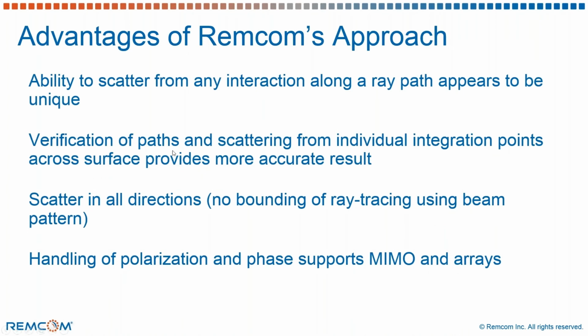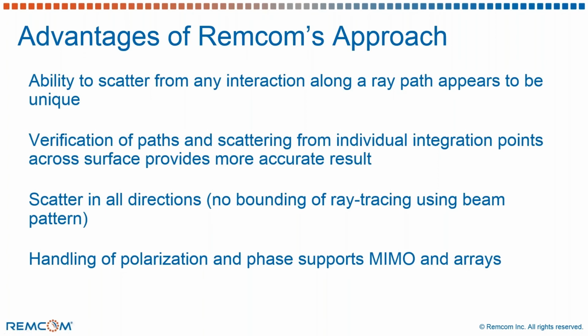This improves our accuracy. We also can scatter in all directions. There are some optimizations that some might want to apply that would restrict where the scattering can occur, and we have not applied these. We can scatter in any direction and then apply the scattering beams to all of those directions, again, to try to ensure that we include the most accuracy in our simulations. And finally, the handling of polarization and phase supports MIMO and antenna arrays, which are becoming increasingly important.